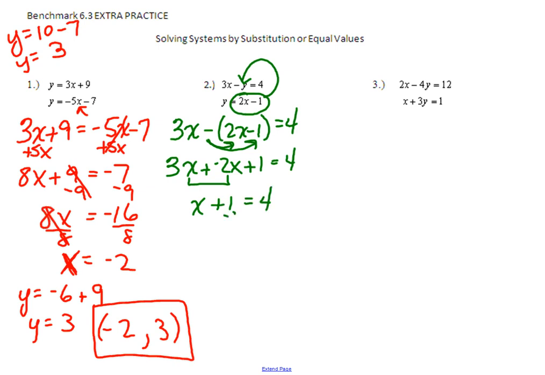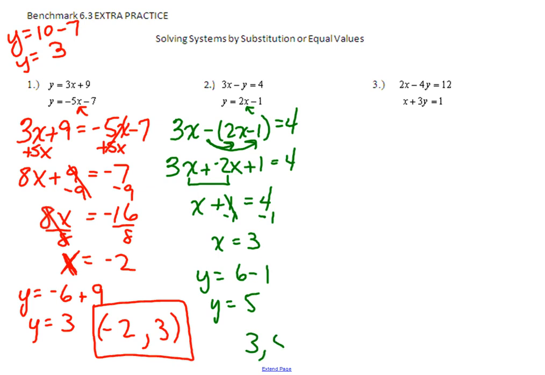Flip and switch, or subtract 1 from each side. So x is 3. Just like before, we're not finished. We need to plug it back in to find the other value. We need to find y. So if I take that 3 and plug it in for x in my second equation, I'll get y equals 2 times 3 minus 1. So 5. So my answer should be 3, 5.